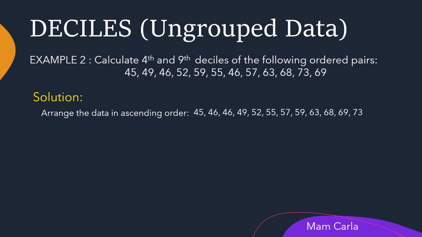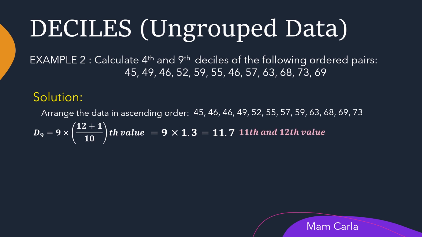Now let us calculate the ninth decile. So we will be using d sub 9 equals 9 times the quantity of 12 plus 1 over 10. So we copy first 9 and simplify what is inside the parentheses, and that will give us 1.3. And then we multiply, which is 11.7. So in here, we need to locate the 11th and the 12th position. So that is 69 and 73.